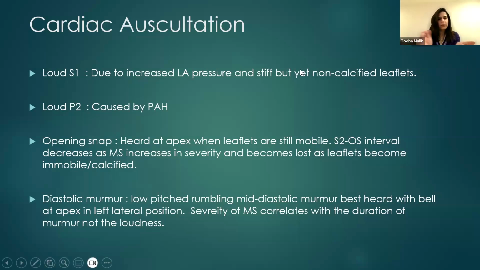So opening snap, again, you can hear it at the apex when the leaflets are still mobile. And then diastolic murmur, you can have a low-pitched rumbling mid-diastolic murmur. Again, it's very tricky to pick up. So you need to find these patients and examine them to get that mid-diastolic murmur, just to develop that skill set during examination. Again, it's best heard with the bell. And my trick is to move the patients in the left lateral position, because any pathology with the mitral valve, whether it's MR, MS, you know better than I do, it's better heard in the left lateral position.